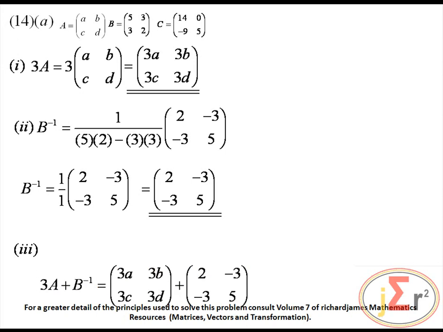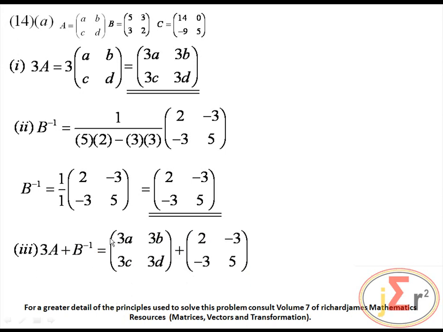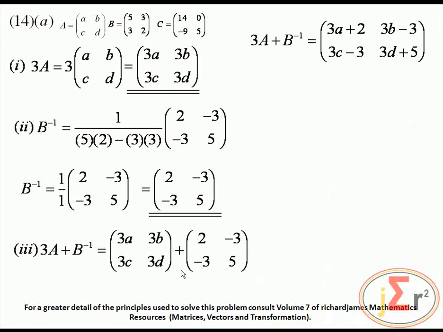So let's do that. We are going to say 3a plus 2, 3b minus 3, 3c minus 3, and 3d plus 5. And that is what 3A plus B inverse will be equal to.